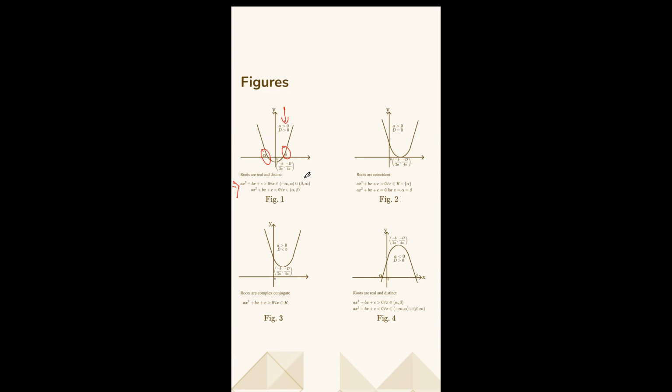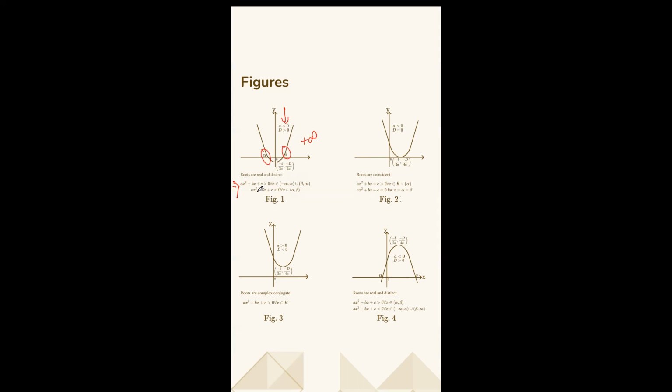Now, in this graph, you can see that all the points from beta to positive infinity are above the x-axis, or you can say the y value for all the points from beta to plus infinity is positive. The same goes for all the points from minus infinity to alpha. All these points lie above the x-axis, on the positive part of the y-axis.